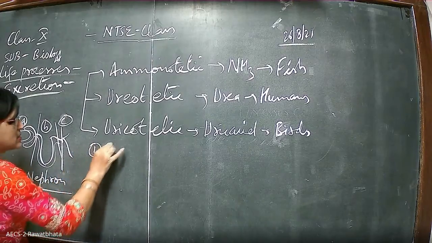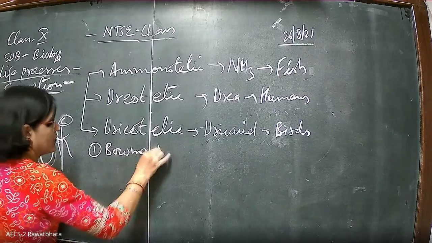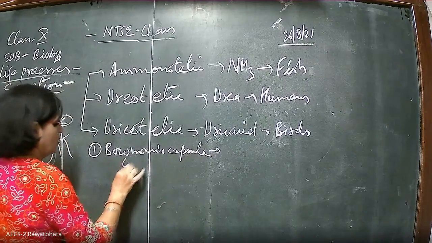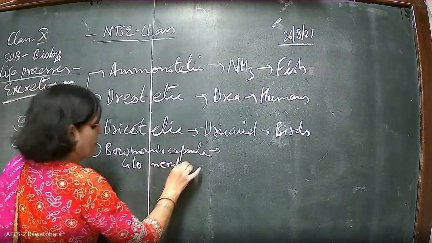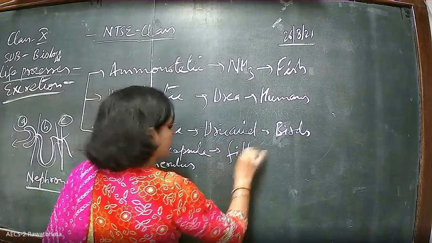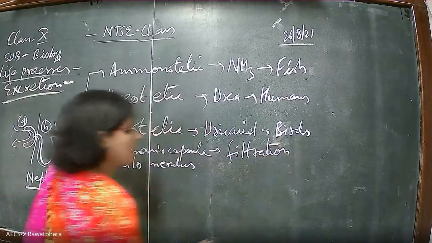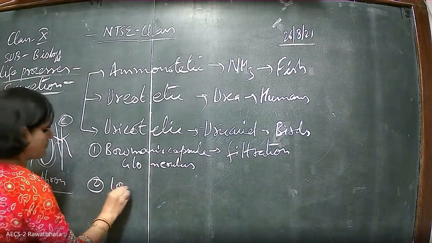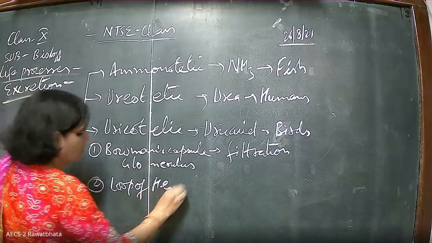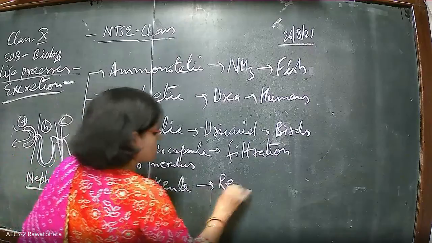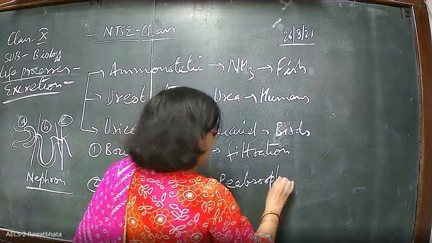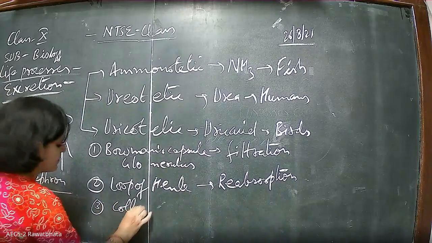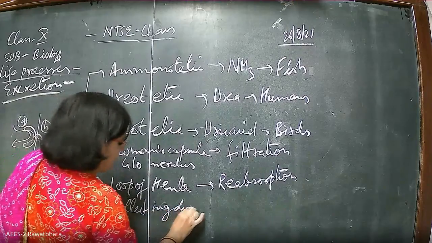So there are three parts. With the help of the glomerulus, the filtration or ultrafiltration will take place. The second one, in the loop of Henle, is reabsorption. And last, of course, in the collecting duct, secretion.